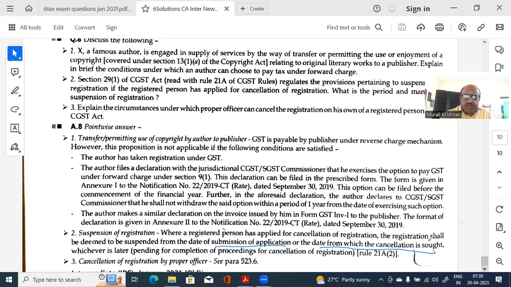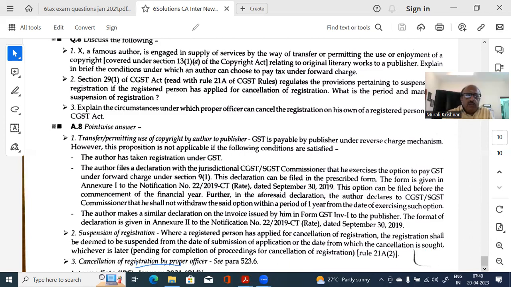You may ask for a later date when you are applying for cancellation, but what they are saying is that the registration will be deemed to be suspended from the date on which you have submitted, or if you are asking for a future date, then that date, whatever it is. For cancellation, please refer to the text or your material. There are certain points in the material which say these are the conditions under which the proper officer can cancel the registration. So please check, because it's a theory question.